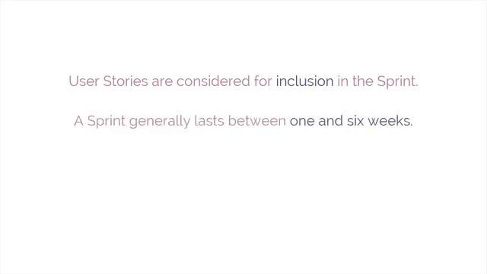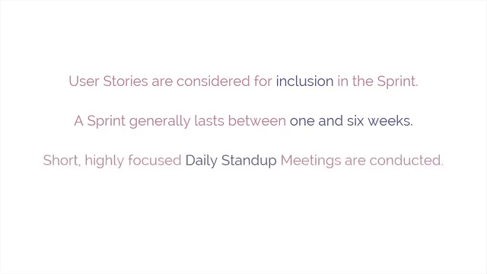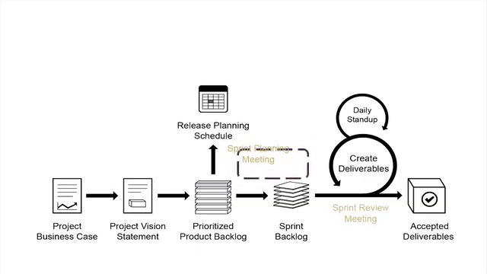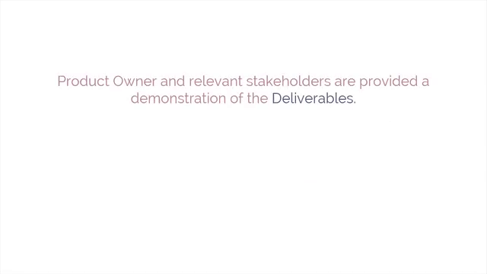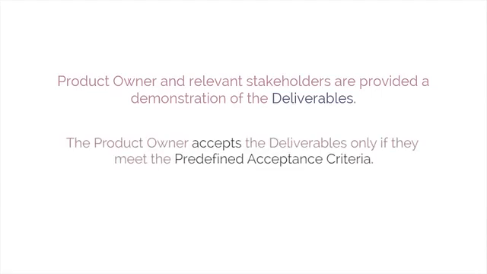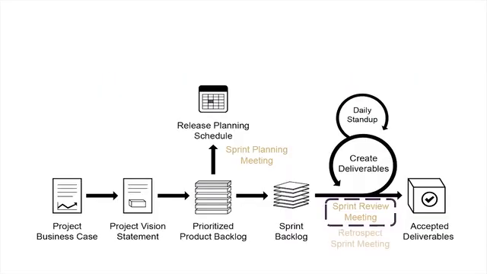A sprint generally lasts between 1 and 6 weeks, and involves the Scrum team working to create potentially shippable deliverables, or product increments. During the sprint, short, highly focused daily stand-up meetings are conducted where team members discuss daily progress. Toward the end of the sprint, a sprint review meeting is held, during which the product owner and relevant stakeholders are provided a demonstration of the deliverables. The product owner accepts the deliverables only if they meet the predefined acceptance criteria. The sprint cycle ends with a retrospect sprint meeting where the team discusses ways to improve processes and performance as they move forward into the subsequent sprint.